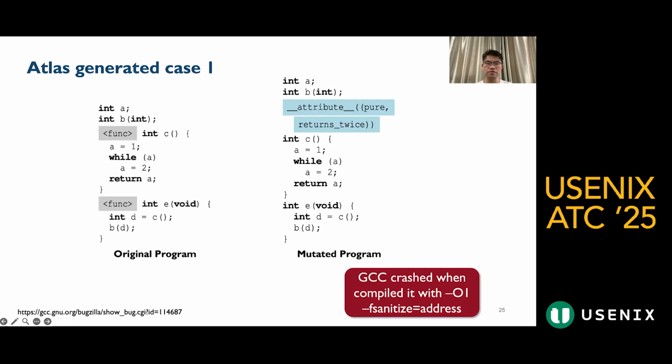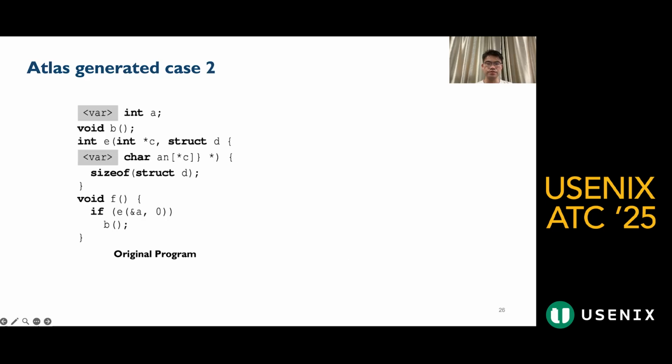Once the attributes are inserted, Atlas selects appropriate compiler options to compile the program. In this example, compiling with GCC using -O1 and address sanitizer triggered a compiler crash, revealing a bug in GCC. This crash only occurs under these specific compiler options. The program does not trigger a crash when other compilation flags are used.